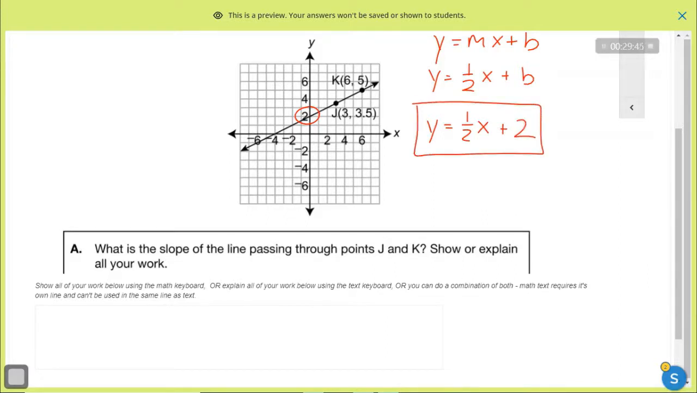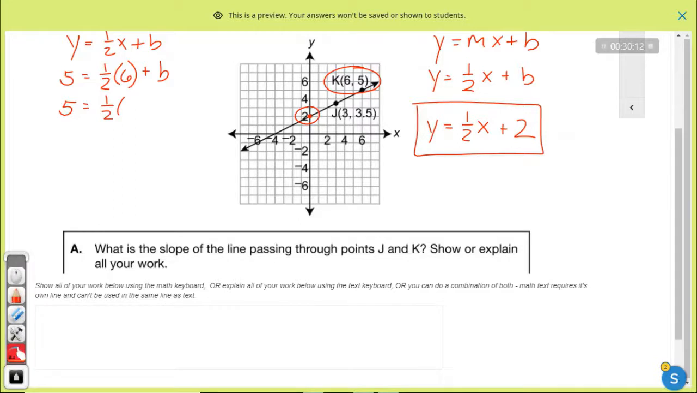Now, I've identified it. You could explain how you identified 2 on the graph, because that's the point where my graph crossed the y-axis. If you wanted to do it a different way, you could plug in one of your values. I'll show that over here. If I know it's y equals 1/2 x plus b, and I know a point like (6, 5), I can temporarily plug that point in. This is also a good way to verify that you identified it visually on the graph correctly.